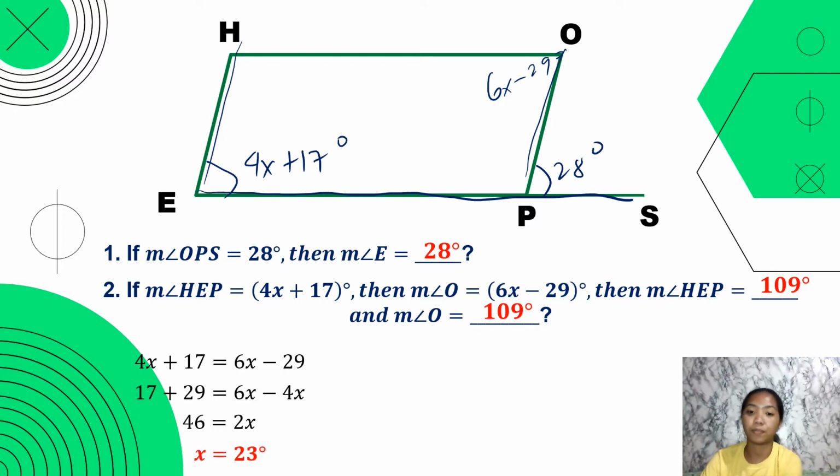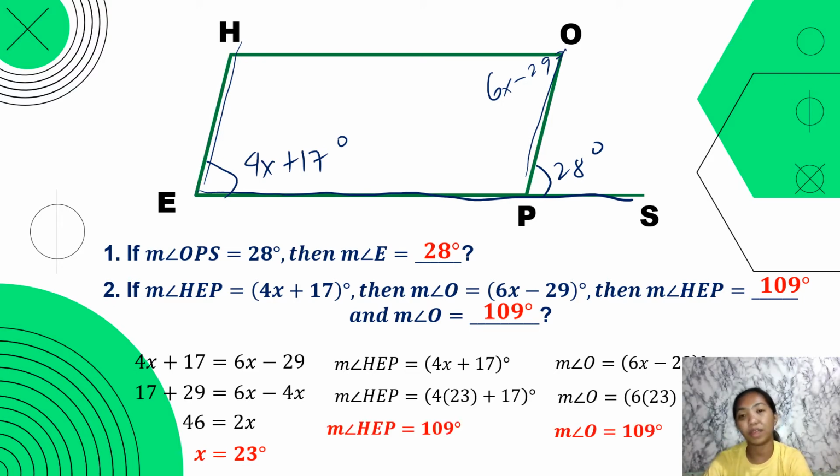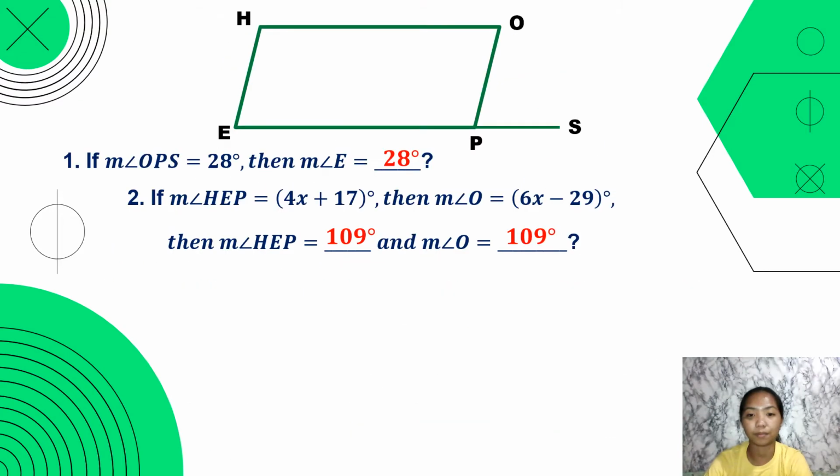We can solve that algebraically. So we have 17 plus 29 is equal to 6x minus 4x, and 2x is equal to 46. Now our x is 23. But we will not end there. We will substitute x into the values of HEP, which is 4x plus 17, and angle O, which is 6x minus 29, and substituting it, we have 109 degrees.